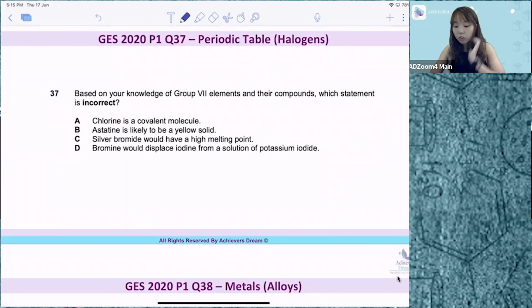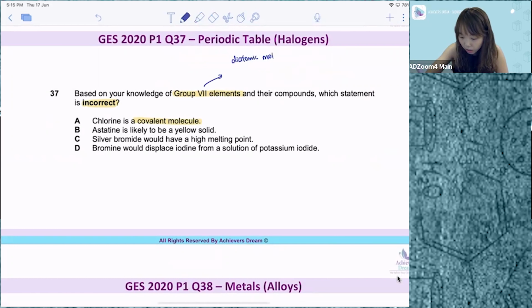Question 37, based on your knowledge of group 7 elements and their compounds, which statement is incorrect? So option A, chlorine is a covalent molecule. Now, group 7 elements are what we call diatomic molecules. Di means two, so in one molecule there are two atoms. That's why you see fluorine is F2, chlorine Cl2, Br2, I2, At2, etc.